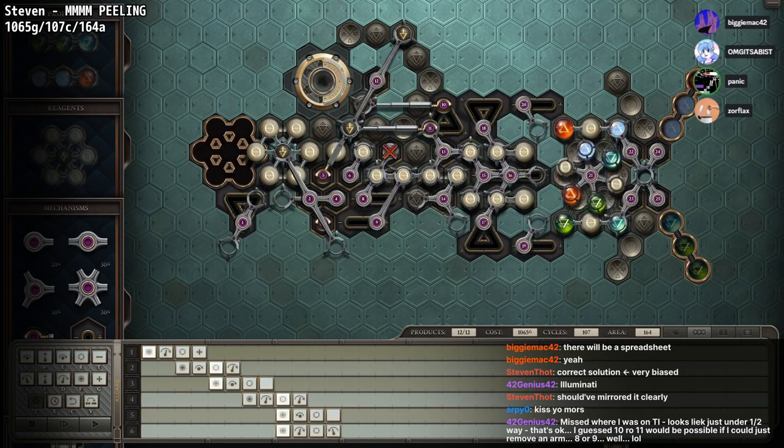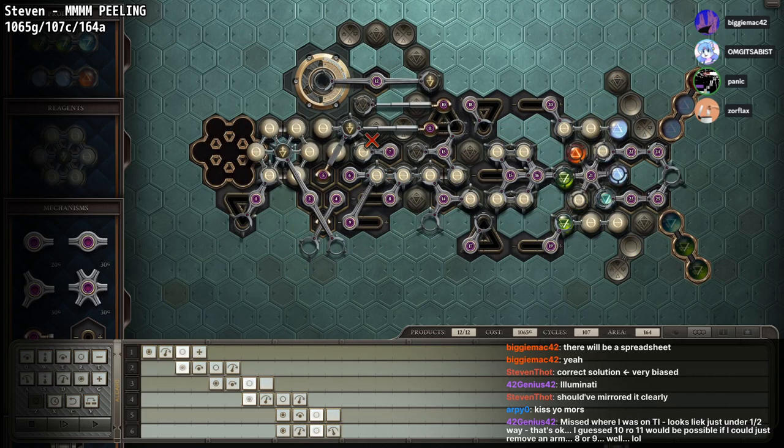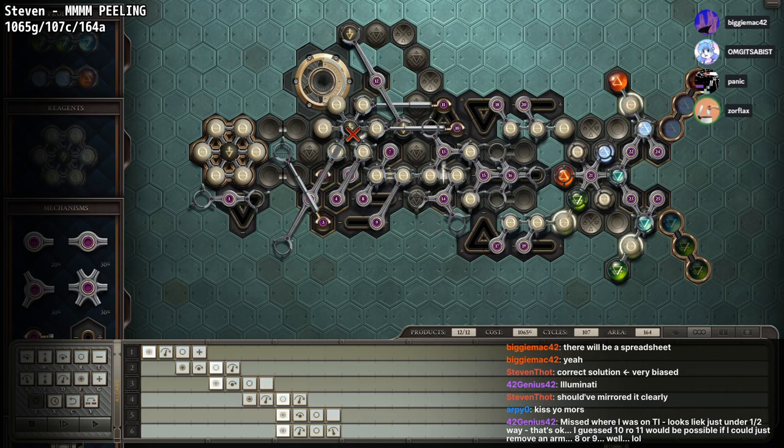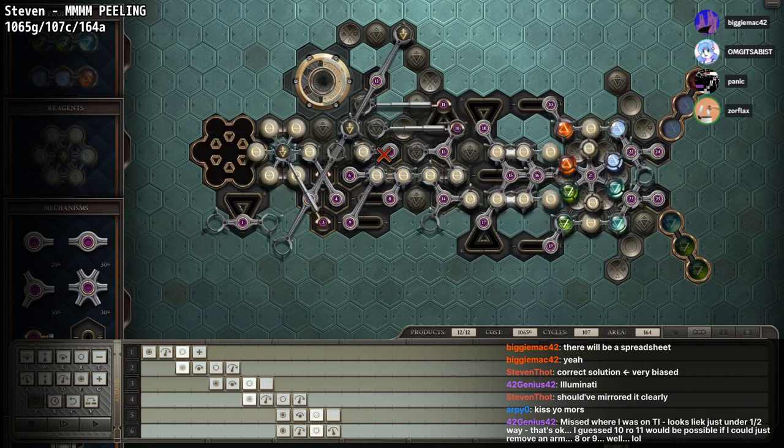Because of the way that it pivots, like... Pivot? Oh, yeah. Like, it's almost doing a pivot glitch. It's teasing the pivot glitch.